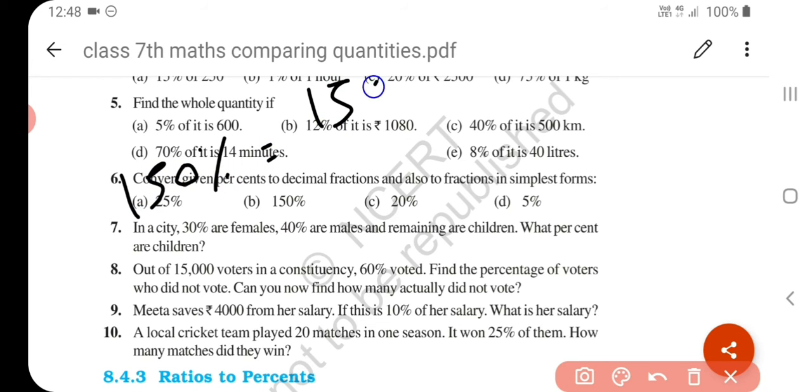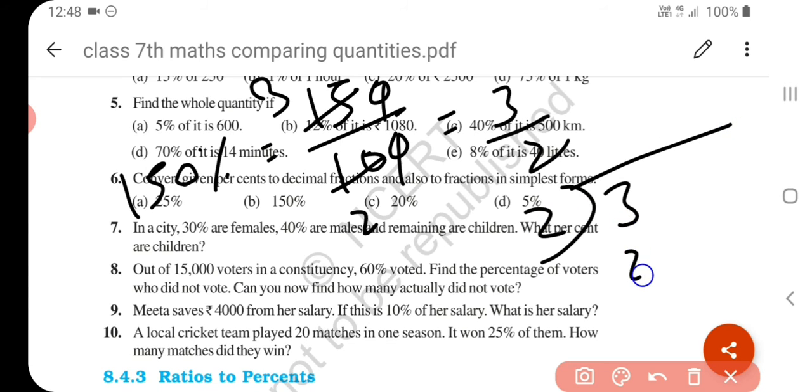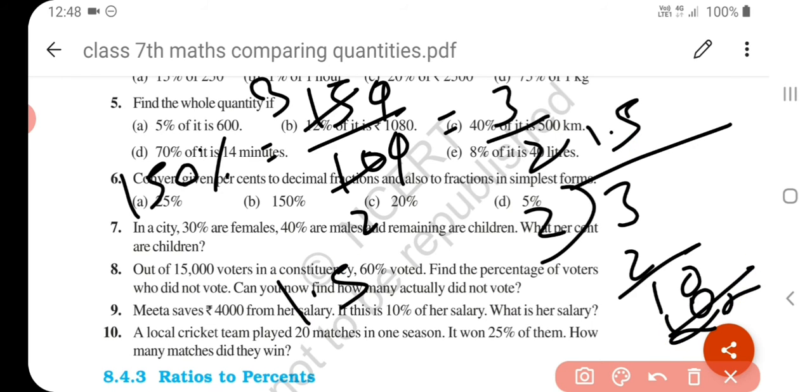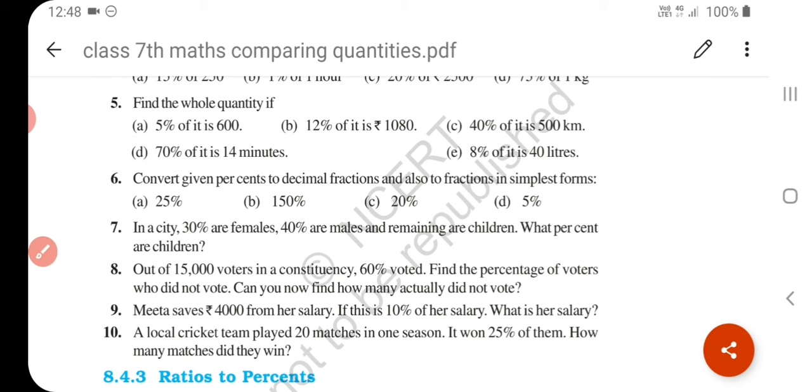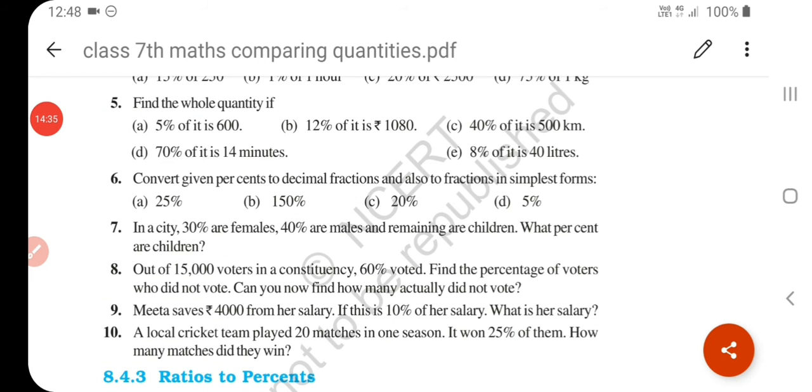Second one is 150%. What is the meaning of 150%? 150 upon 100. 5 3s are 15, 5 2s are 10. It is 3/2. And whenever you convert it into decimal, 2 1s are 2, 2 5s are 10. Your answer is 1.5. So this way you complete question number 6. Now question number 7 is, in a city 30% are females, 40% are males, and the remaining are children, what percentage are children?